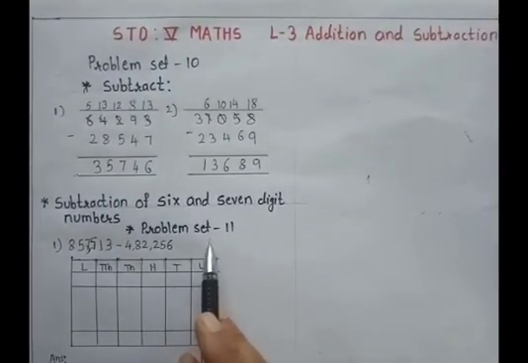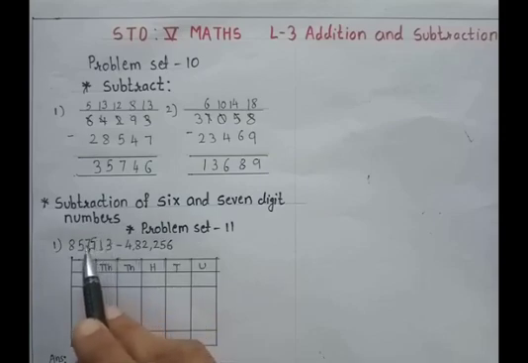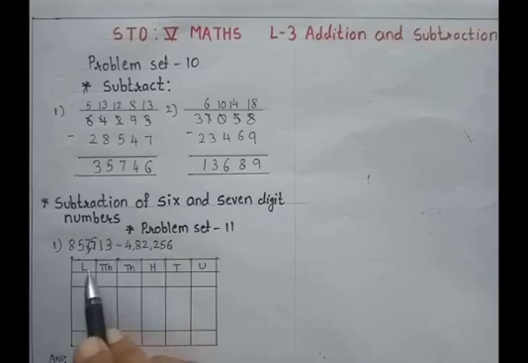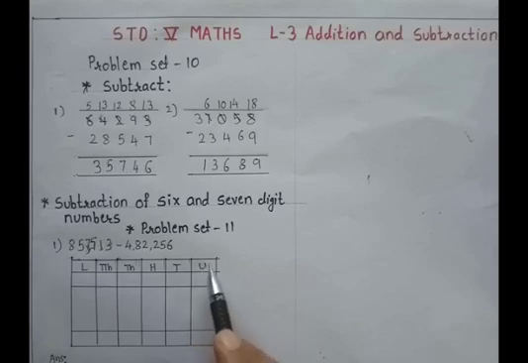Problem set 11. First example, 8,57,513 minus 4,82,256. Count the digits. Here 1, 2, 3, 4, 5, 6 digits. So we have to make 6 columns, and here we have to draw rows 1, 2, 3 and 4. This row is for borrowing numbers.